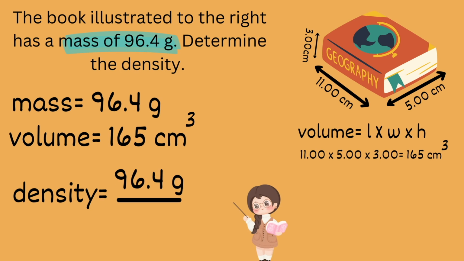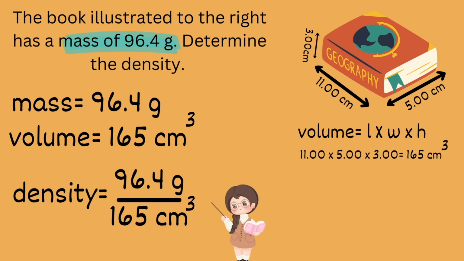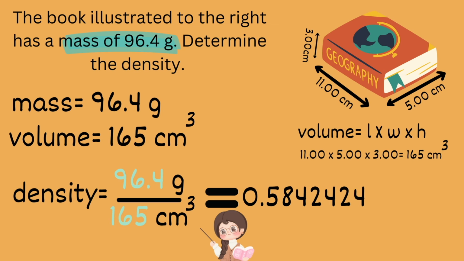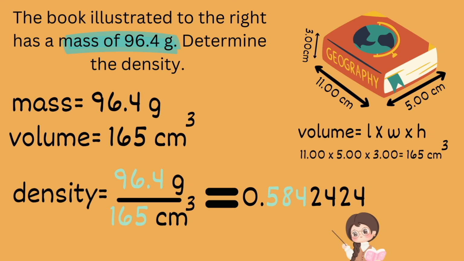Now, if we punch in 96.4 divided by 165 into our calculators, we get a very large number. How do we know how many digits to put into our answer? Well, we use significant figures. The lowest number of significant figures in our problem will be the number of significant figures in our answer. So both 96.4 and 165 have 3 significant figures in their numbers, so our answer is also going to have 3 significant figures. So our answer is 0.584 because 584 are our 3 sig figs or significant figures.